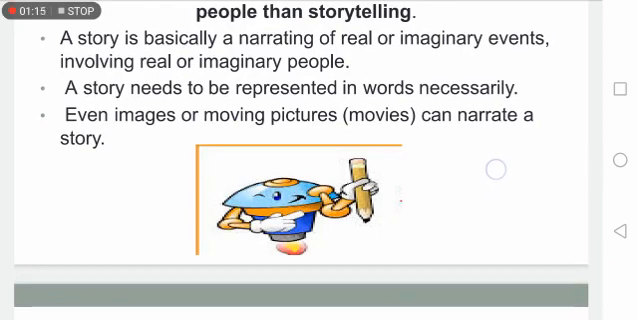In this first line, it is stated that a story is basically the narrating, that is the telling, of events. And the events can be real or can be imaginary, that is, you can create something by yourself which is not present in the real world. And the story is presented not only in written form, but it can be presented in pictures as well as in movies.